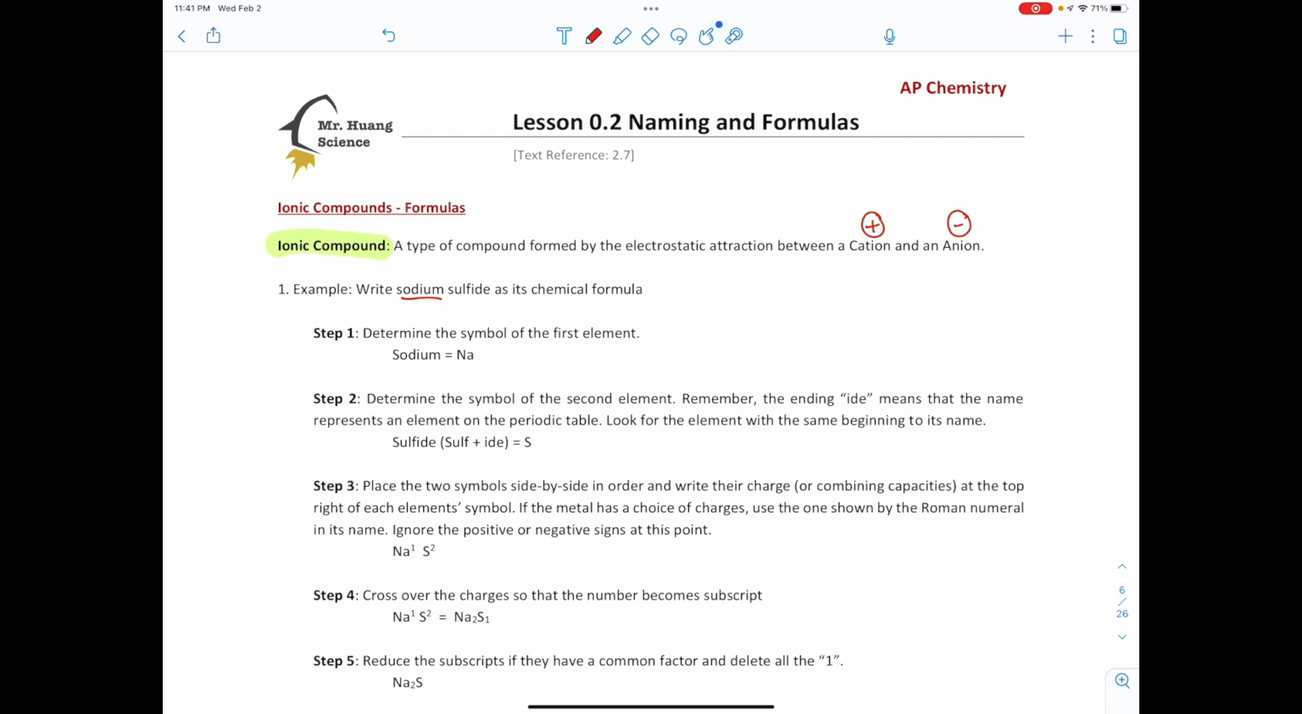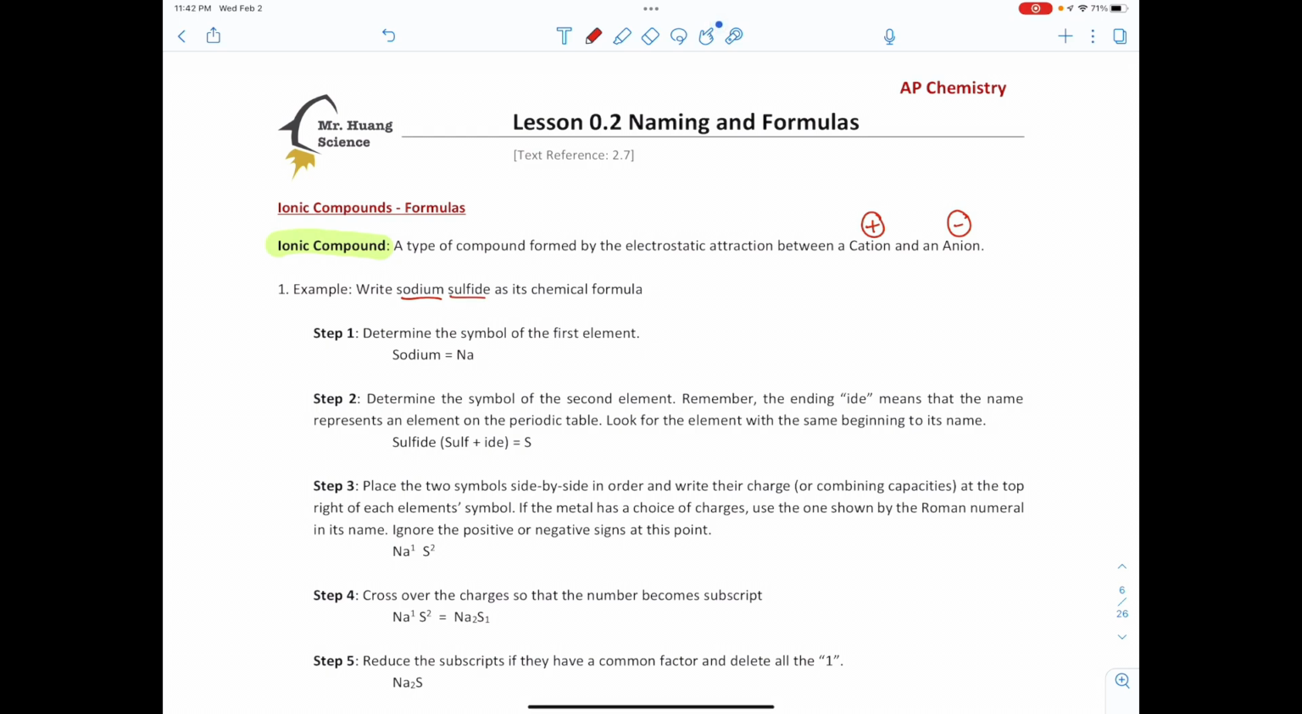Once again, that -ide at the end is a suffix that we add to our chemical names. The -ide just means that the beginning part, sulf or sulfur, is going to be found on the periodic table. If we look for sulfur, the symbol for that is going to be S. So we have sodium and we have sulfur.